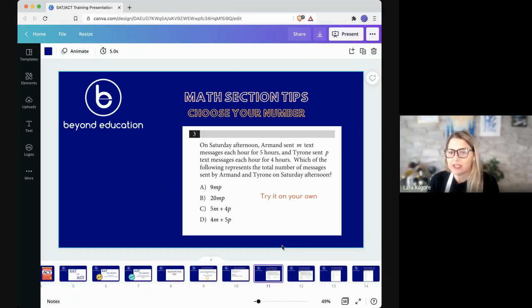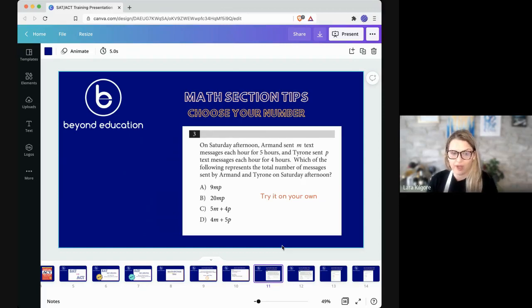Now, if you're a math whiz, you may not need to choose your own number because you can see what they're asking here. Probably going to be multiplication. I just need to multiply stuff together. For the students who have math anxiety or just general anxiety about taking this test, it helps them not think in abstract terms, meaning variables. If we can give them concrete numbers to work with, that tends to help them find the answer quicker.